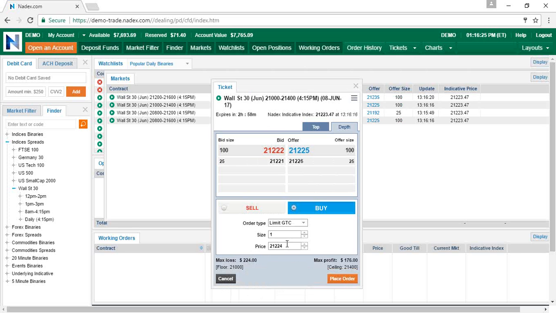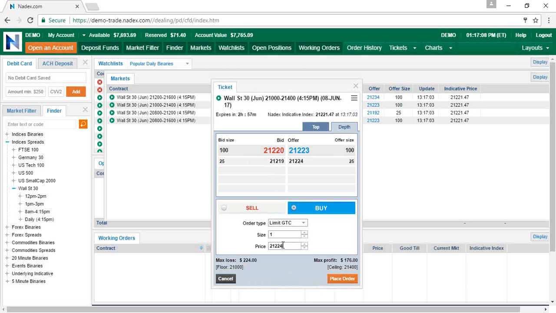Is it all or nothing like a binary? If it expired one tick below where I bought it, would I lose the whole $224 like on a binary? How much would I lose? Let's just do a little test here, see if everybody's paying attention. If I were to buy this spread at 21,224, and when it expired, the market expired one tick below that, at 223, how much would I lose? Exactly, $1, okay? Because it's based on $1 a tick.